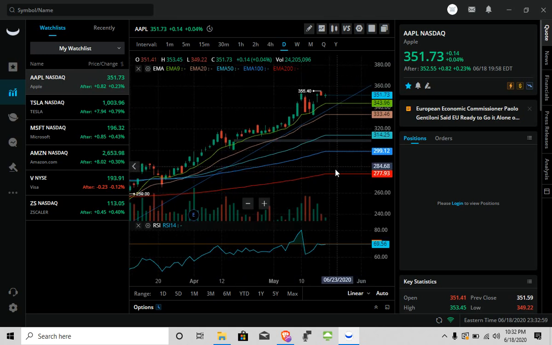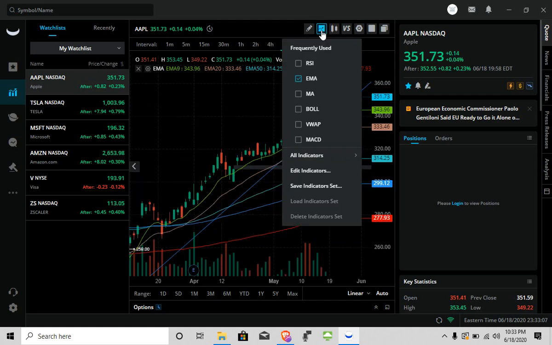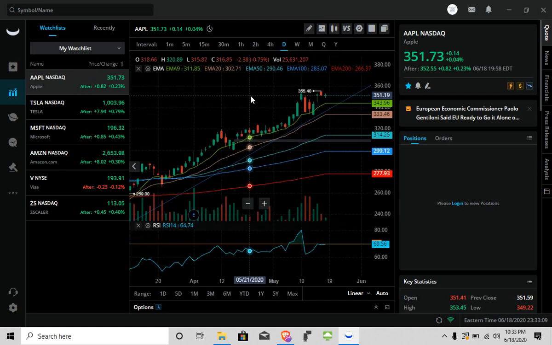So I use that. Another indicator that I use that I already have selected, but I'll show you how to highlight it if you don't have it already: go over to Indicators and do the RSI. And the RSI is basically the relative strength indicator.